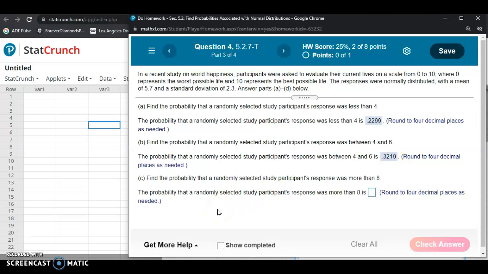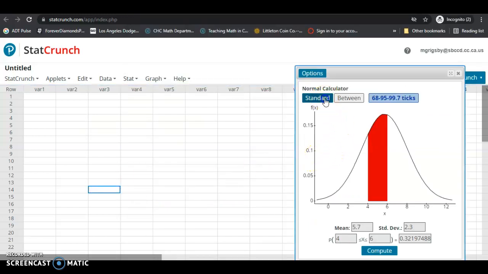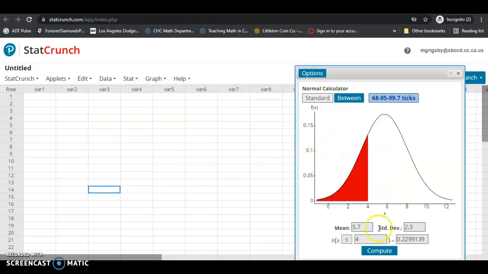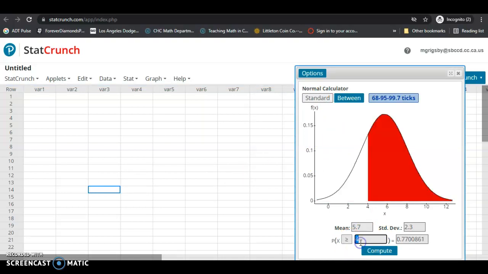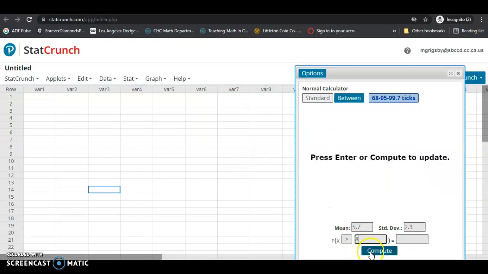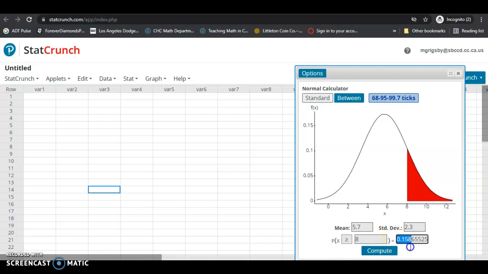So in part 2, we're finding the probability that a randomly selected participant's response was more than 8. So now we're going to go back to the standard part of the calculator, and we're going to select greater than. More than means greater than, and replace that number with 8. So the probability in question, rounded to 4 decimal places, is 0.1586 or 0.1587.